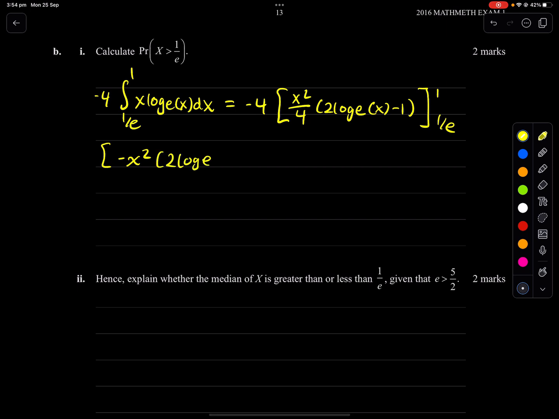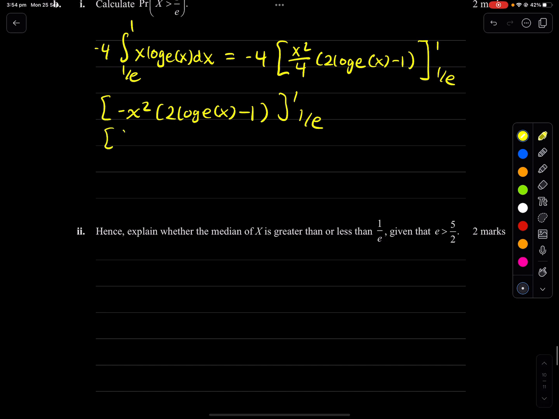2 log e x minus 1 from 1 to 1 over e. So let's do that. So that'll be negative 1, 2 log, that'll be 0 if you sub in 1. So you can say that the inside is 0 anyway. Minus 1.